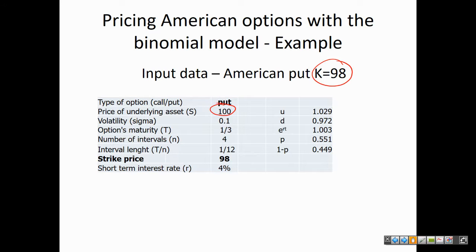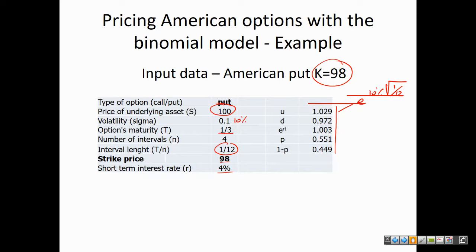Imagine you have the price of the underlying at 100, volatility is 10%, option maturity is 1/3 of a year, what many people would call 4 months, clearly. I have 4 intervals, which are 1 month each, 1/12 of a year. And the strike price is 98, and the short-term interest rate is 4%. And here I have all the parameters, u, d, p, and 1 minus p, calculated based on these numbers. So for instance, this u is the exponential of 10% times the square root of 1/12, okay? Because delta t is 1 month out of 12, okay?